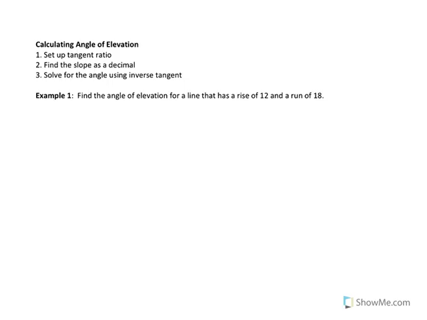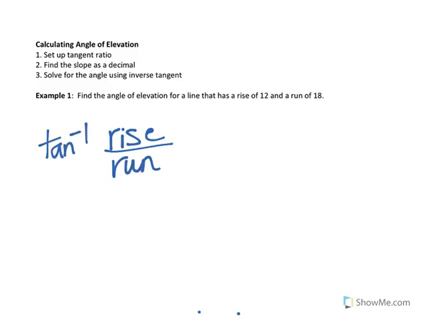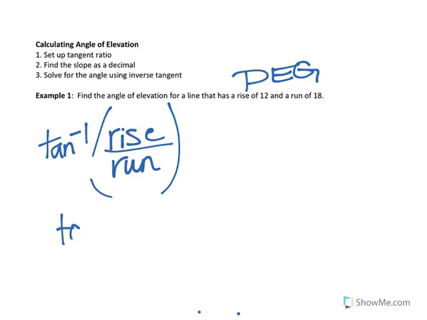So let's do this one. Find the angle of elevation for a line that has a rise of 12 and a run of 18. So we're going to do rise over run, tan to the minus 1. And make sure your calculator is in degree mode. So we're going to go tan to the minus 1 of 12 over 18.